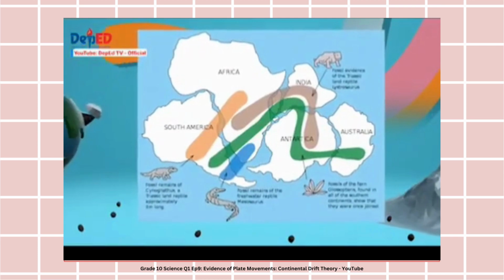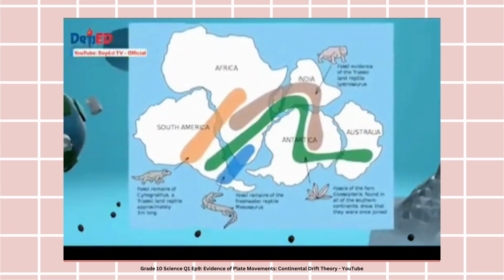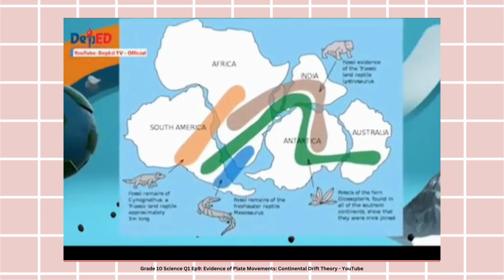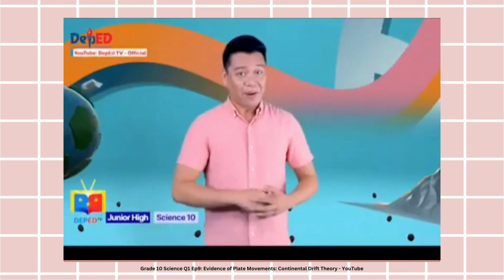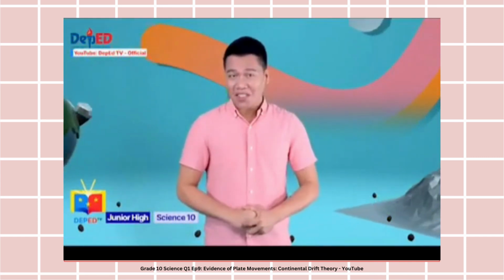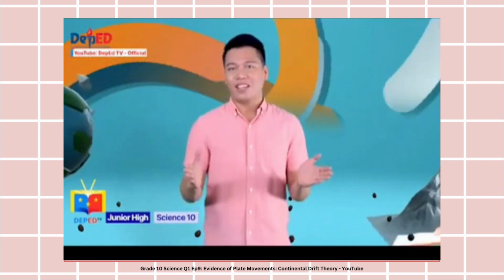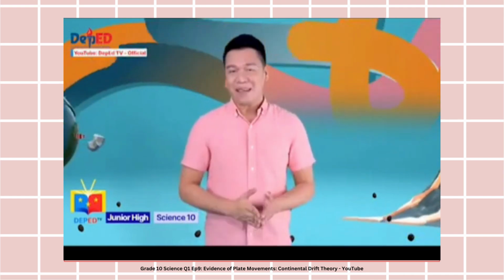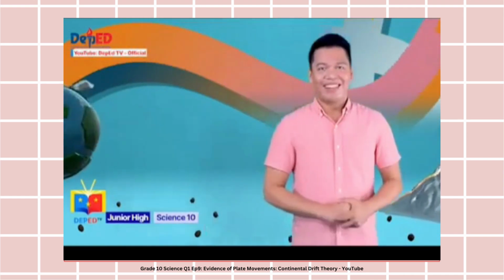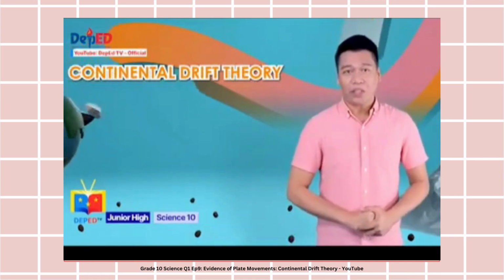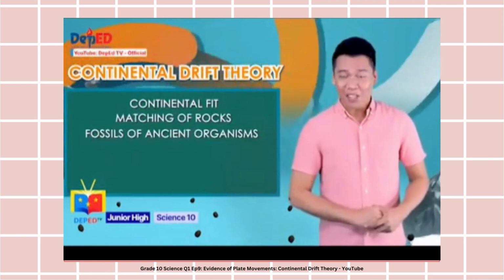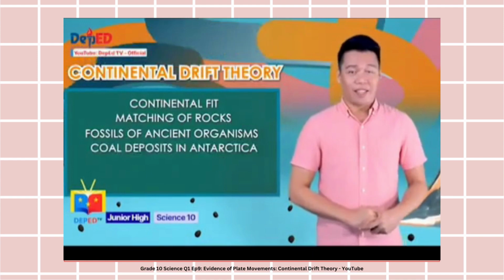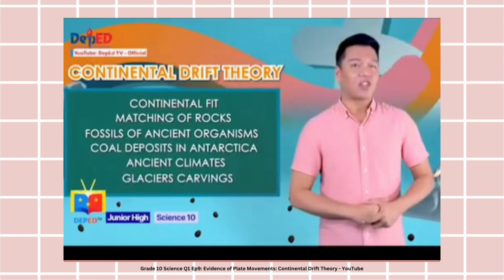To wrap it up, this illustration will show you the fossil locations of the Mesosaurus, Cynognathus, Lystrosaurus, and Glossopteris spread across different continents. So there, you have just learned that Alfred Wegener's curiosity drove him to look for evidence that supports his continental drift theory that continents were once connected as a big landmass called Pangaea. The continental drift theory is supported by the following evidence: continental fit, matching of rocks, fossils of ancient organisms, coal deposits in Antarctica, ancient climates, and glacier carvings.